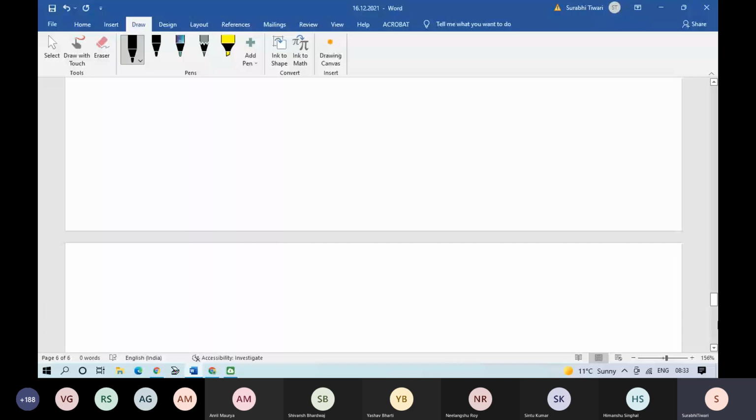Find the unit normal vector and equation of tangent plane to the surface z is equal to under root of x square plus y square at the point 3, 4, 5.